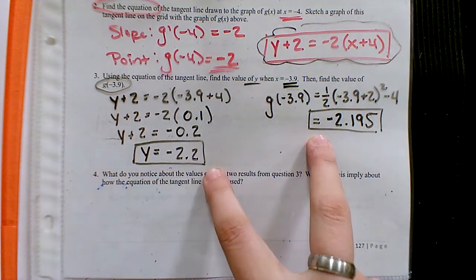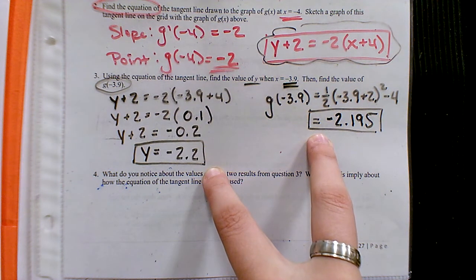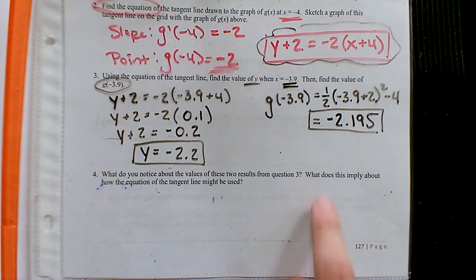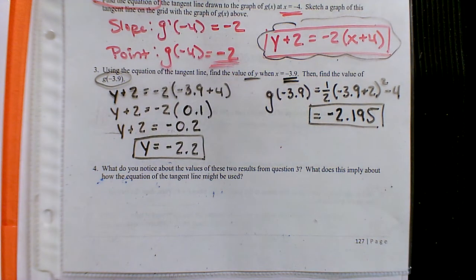What do you notice about these two values? They're basically the same thing, right? They're extremely close together. So why do you think writing the equation of a tangent line might be useful? If these are basically the same thing, they are pretty darn close together, why go through a tangent line process? Why write the equation?